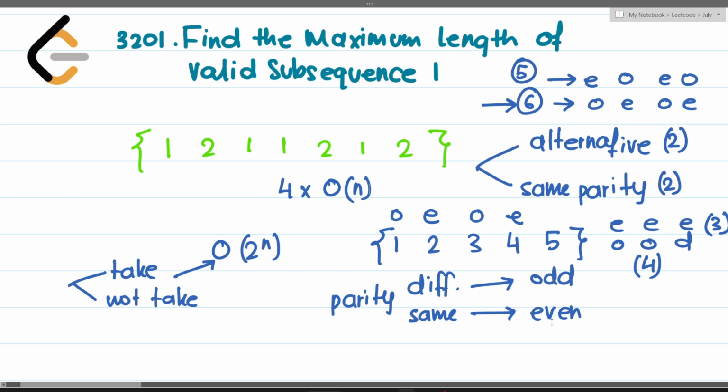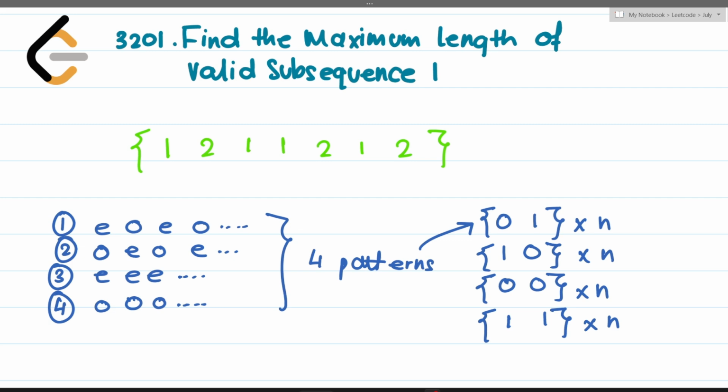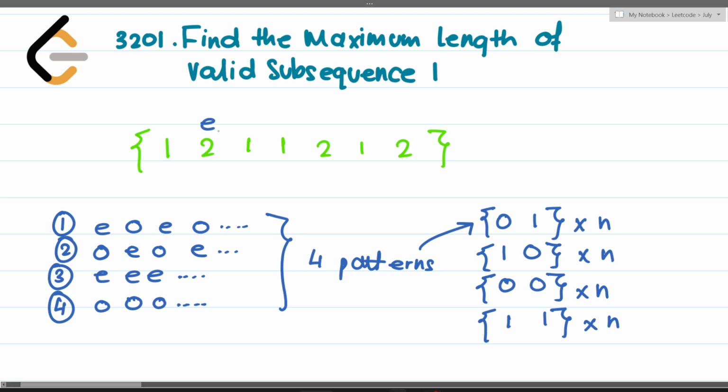So let's see how this can be implemented into a very distinct approach, and then let's see how we can code this up. Since I know that there are only 4 patterns that exist, I can have a for loop for each of the patterns. So first of all, I can have a for loop which starts with an even number. It sees an even number over here.